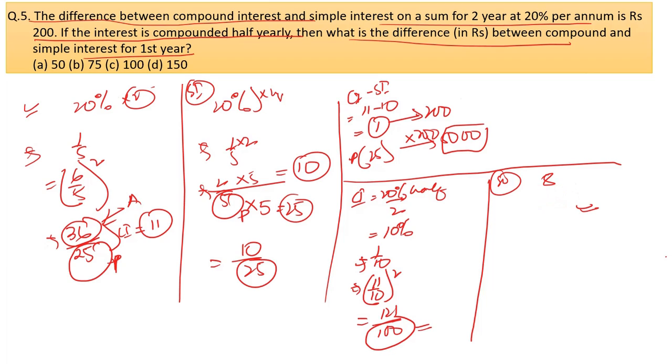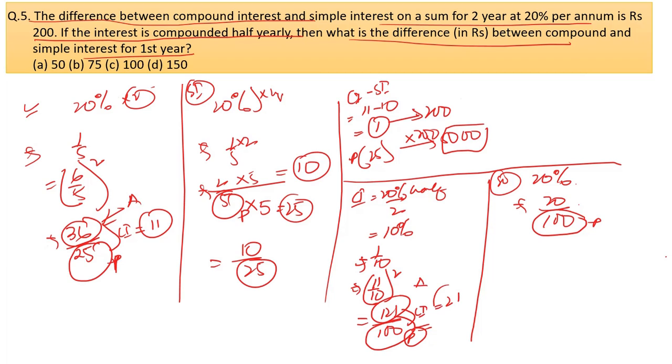I'm sorry, this one is 20%. Then 20% is 20 by 100. So here the principal is 100, here the principal is 100, and here the principal is 100. It is the same. So this one is the amount, and the difference between them will be compound interest.